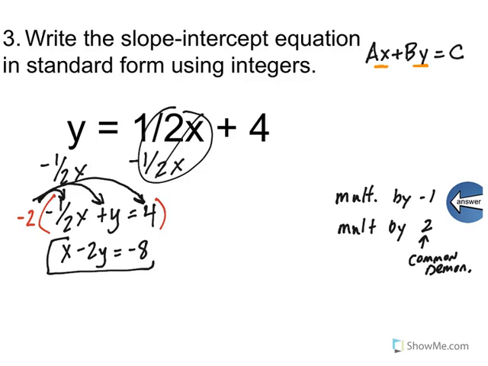And so here is our standard form of an equation, which is x minus 2y equals -8. Now the last thing you want to check is to see if the GCF between the three terms is 1. So a is 1, b is -2, and c is -8. And the GCF between 1, -2, and -8 is +1.